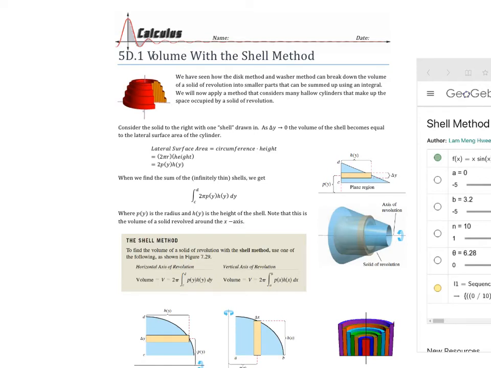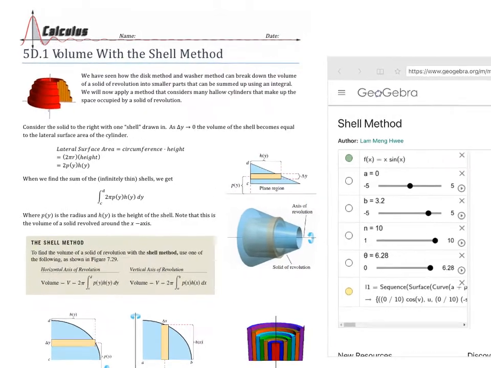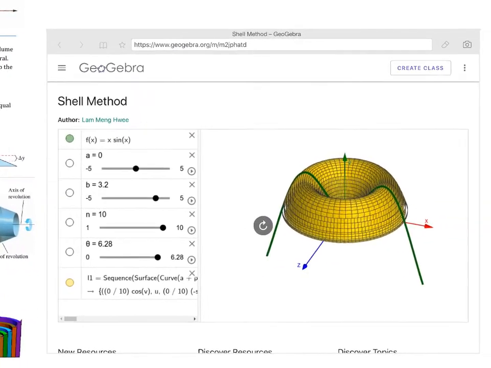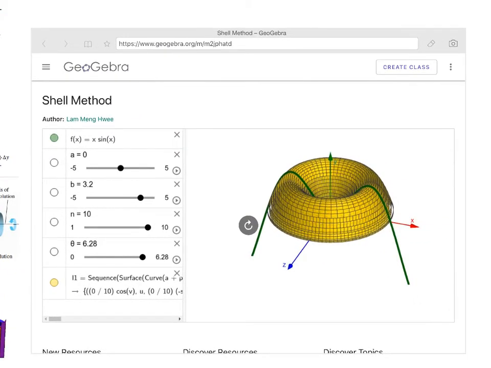In this lesson, we're going to learn one more way to find the volume of a solid of revolution. This is called the shell method. If we have a solid, here's an example in GeoGebra, and we take a function like x times the sine of x, that's this little green curve here, going from 0 to 3.2.